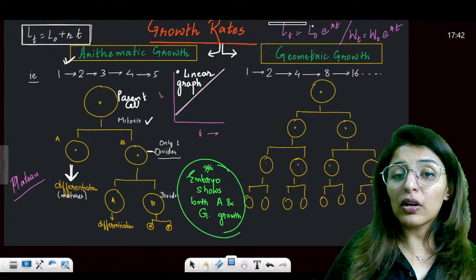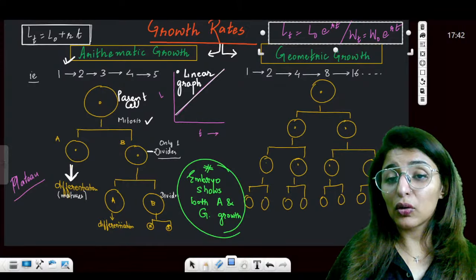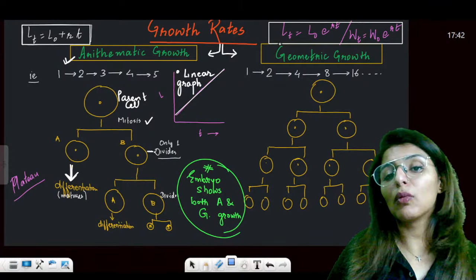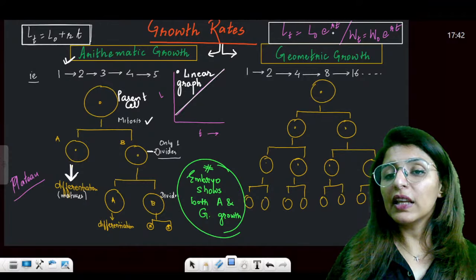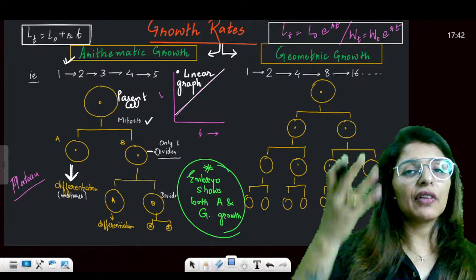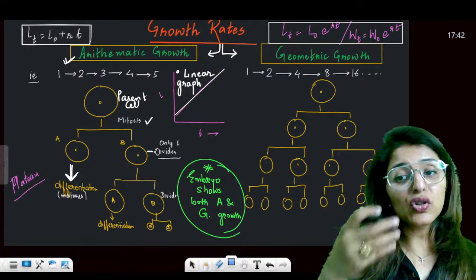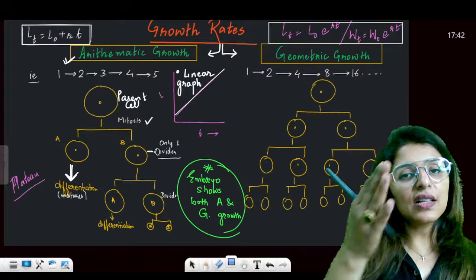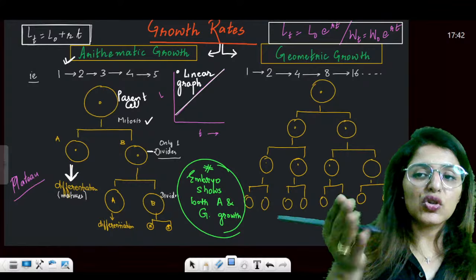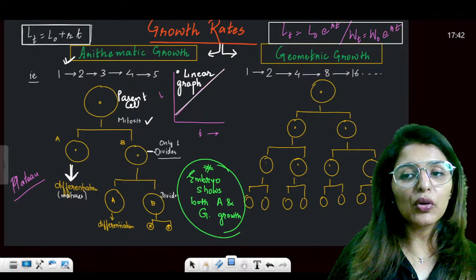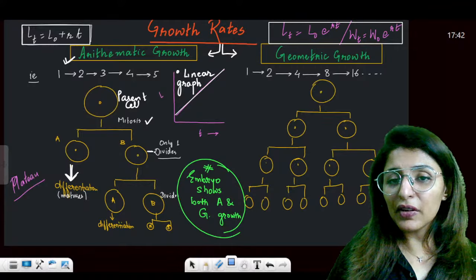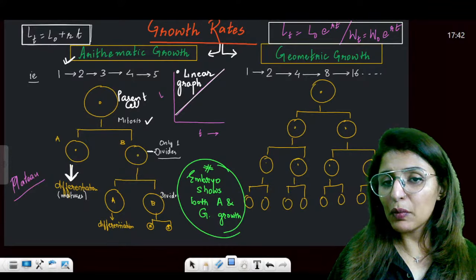And then guys, we are going to talk about geometric growth. For geometric growth, this is the formula: LT is equal to L naught e^RT. You can take any parameter. If I want to measure geometric growth in terms of weight, just the letter L will change into W. So WT is equal to W naught e^RT. Are you clear, everyone?